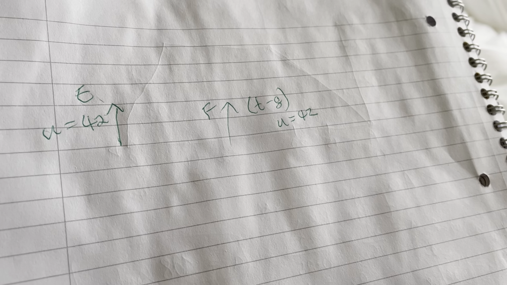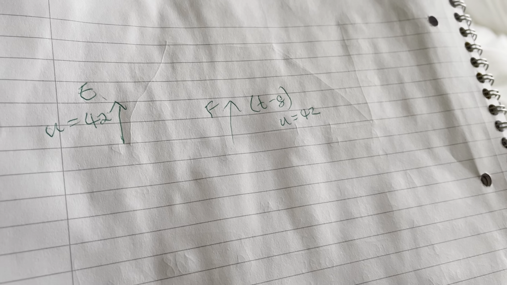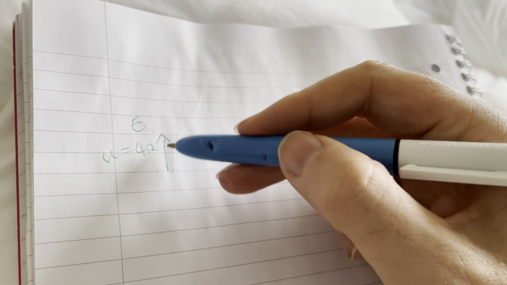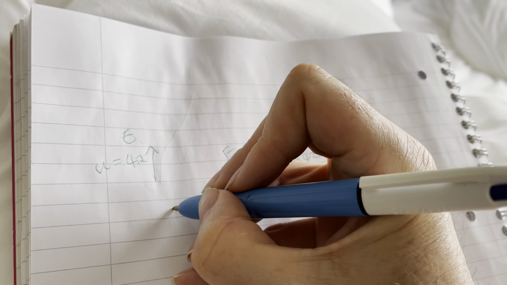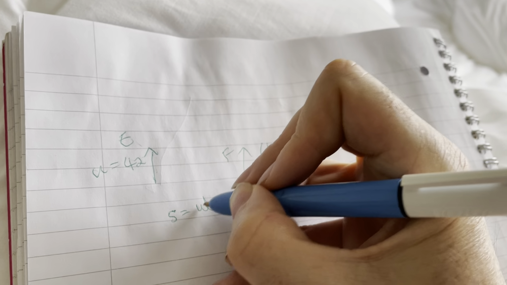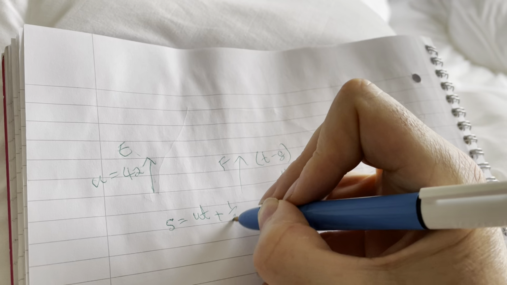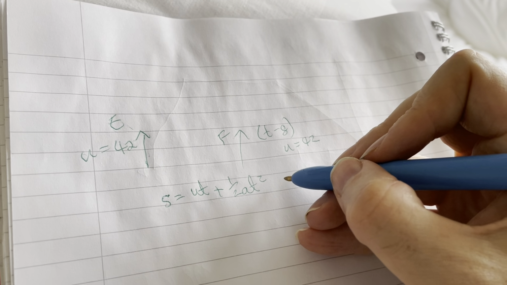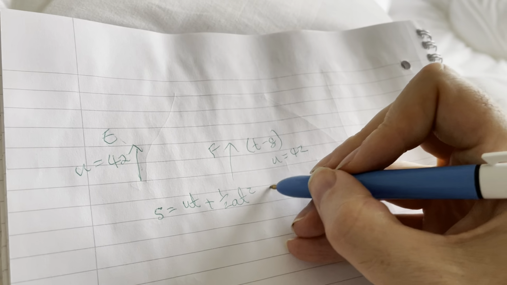Find where ball E is after 5 seconds and the total distance it has travelled in this time. So ball E, ignoring ball F. Find where ball E is after 5 seconds. Plus a half at squared. So where it is after 5 seconds, T is 5.